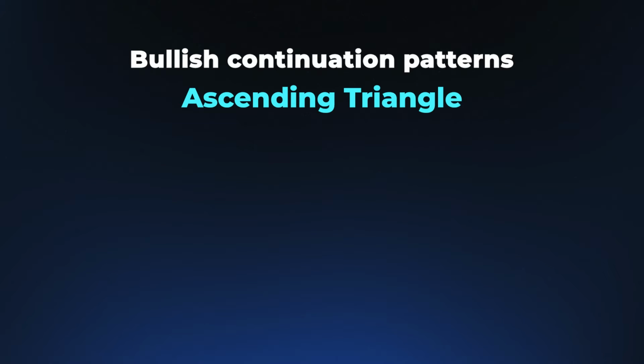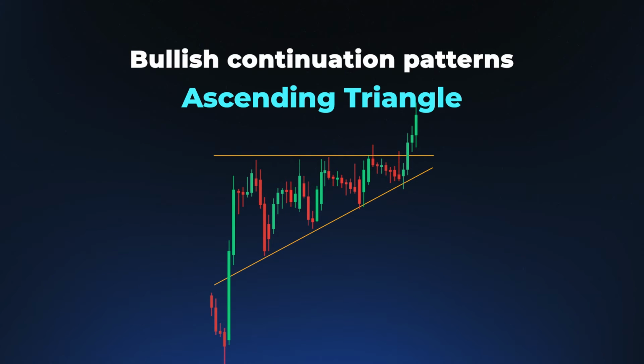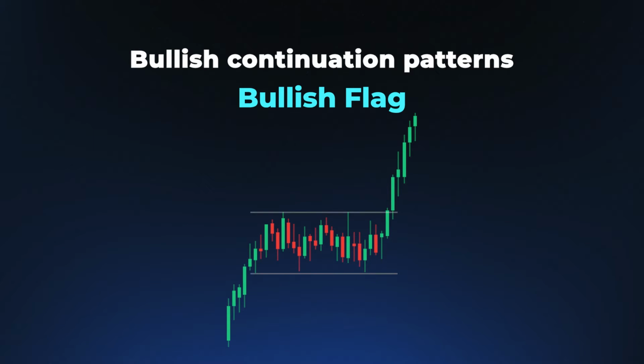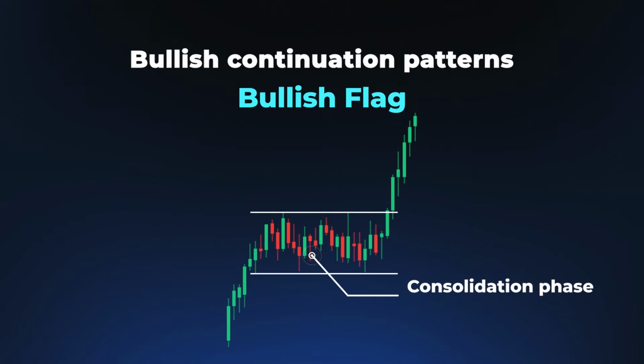Ascending triangle. A series of higher lows and a flat resistance line. This shows increasing buying pressure. Look for a breakout above the resistance for a strong buy signal. Bullish flag. A sharp upward movement followed by a rectangular consolidation phase. The flagpole represents a strong rally, and the flag is a brief rest before the uptrend continues. Most traders choose to enter long when the price breaks above the flag.